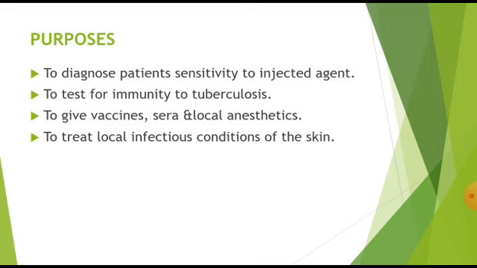BCG vaccination, the vaccine for tuberculosis, is given as intradermal, and also rabies vaccine is given as intradermal. Then sera and local anesthetic. Local anesthetic injection xylocaine, injection novocaine can be used as local anesthetic. Then to treat local infectious conditions of the skin.